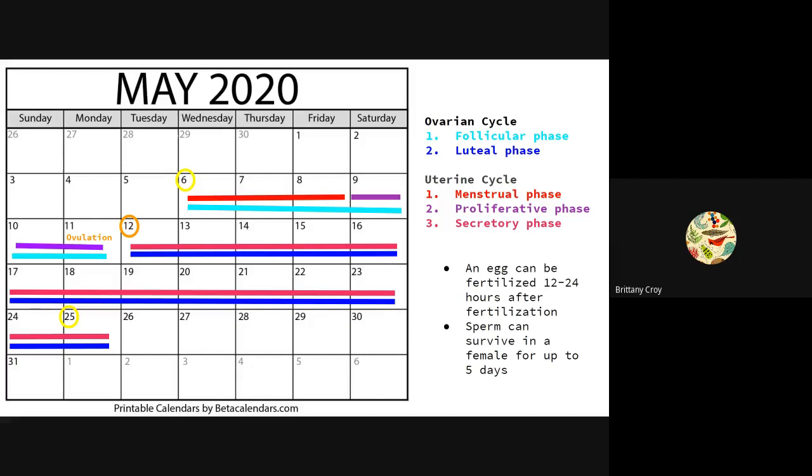So if you're trying to get pregnant, it's recommended to have sex multiple times in the days leading up to ovulation. So like on the 9th and the 10th, and probably the 11th and the 12th as well. But the really high fertility days would be like the 10th and the 11th.